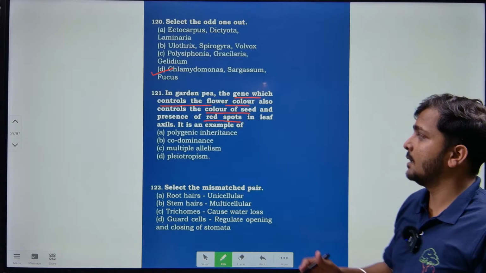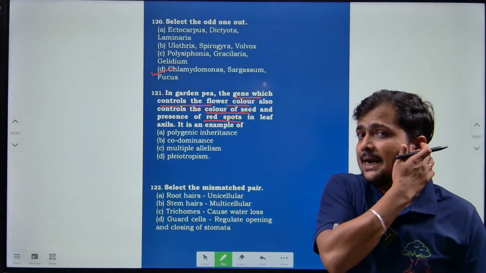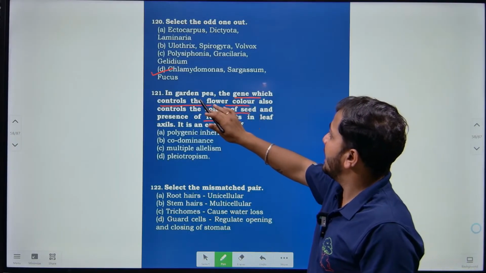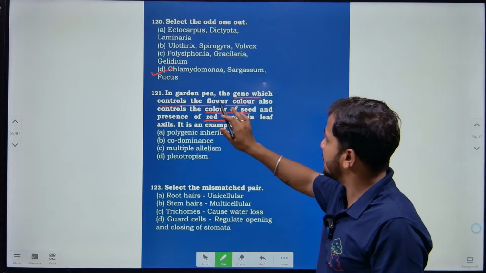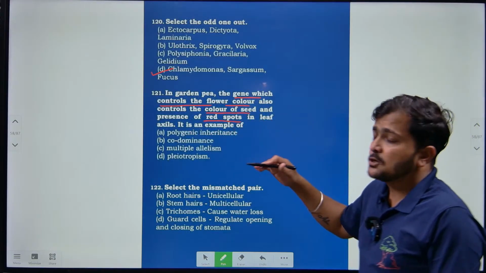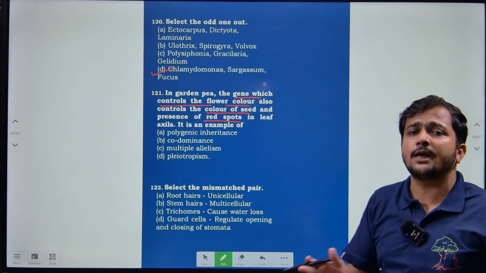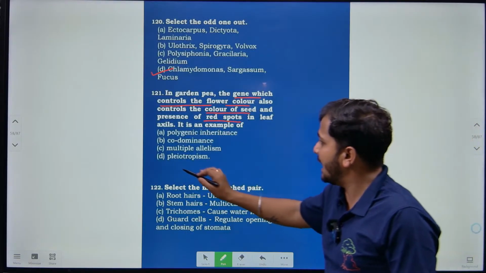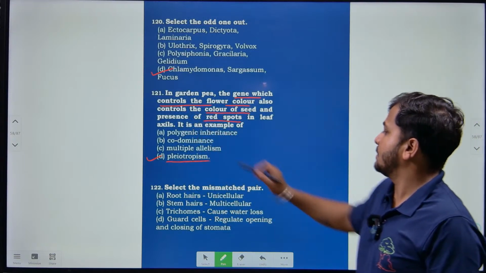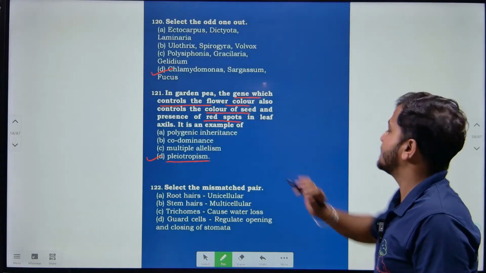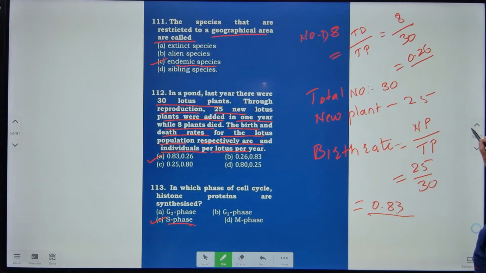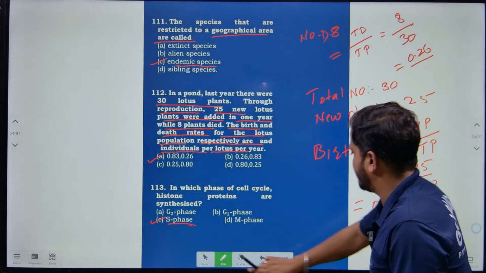Okay, let me finish this. I will explain the birth rate part, so I will tell you regarding that also. In a garden pea plant, the gene which controls the flower color is even controlling the color of the seed and the red spot. If a single gene itself is controlling many phenotypic expressions, then definitely I will call it pleiotropism. So based on that, option D is correct. We will go ahead with the next question. Let me erase first.